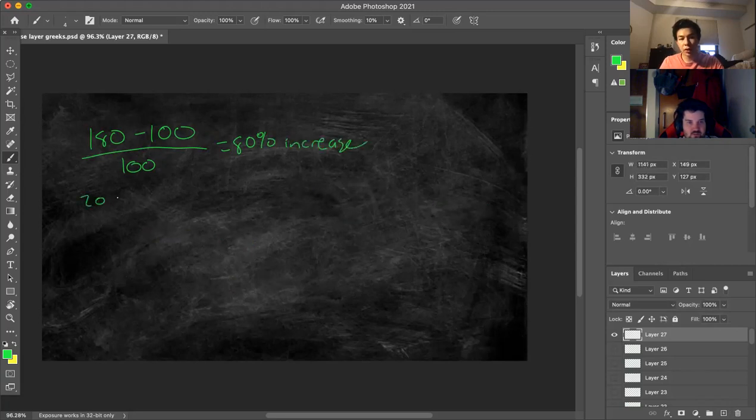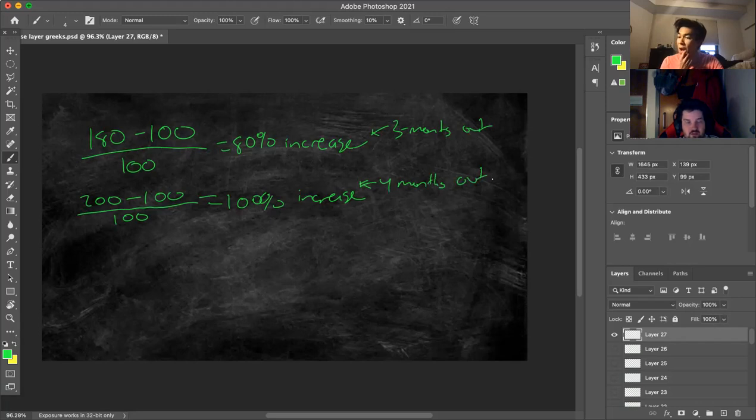Okay. And 200 minus 100 over 100, we get 100% increase. So this is for 3 months out, and this is for 4 months out. And this is like an increase in room bookings, right? Exactly. So for example, they tell us the number of rooms for January, February, and March. So we're just going to use those percent increases.